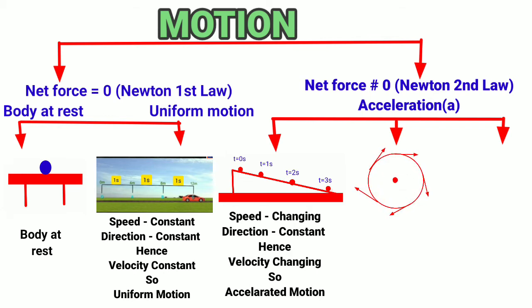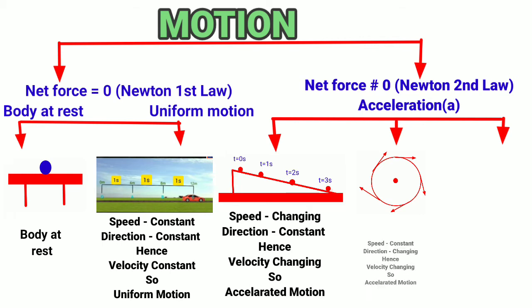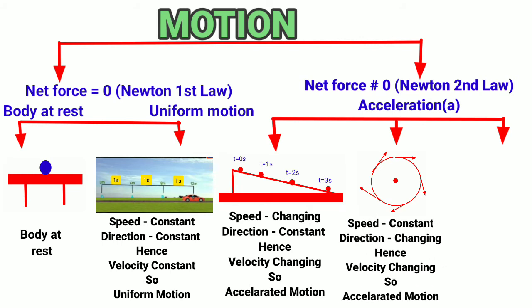Second example. Take a stone, tie a thread to it and circulate it. This motion is known as circulatory motion. If speed is constant in this motion, it means for every single revolution, the time interval should be the same. That is constant speed. And direction is continuously changing. So we say the velocity is changing, hence the body is in accelerated motion.